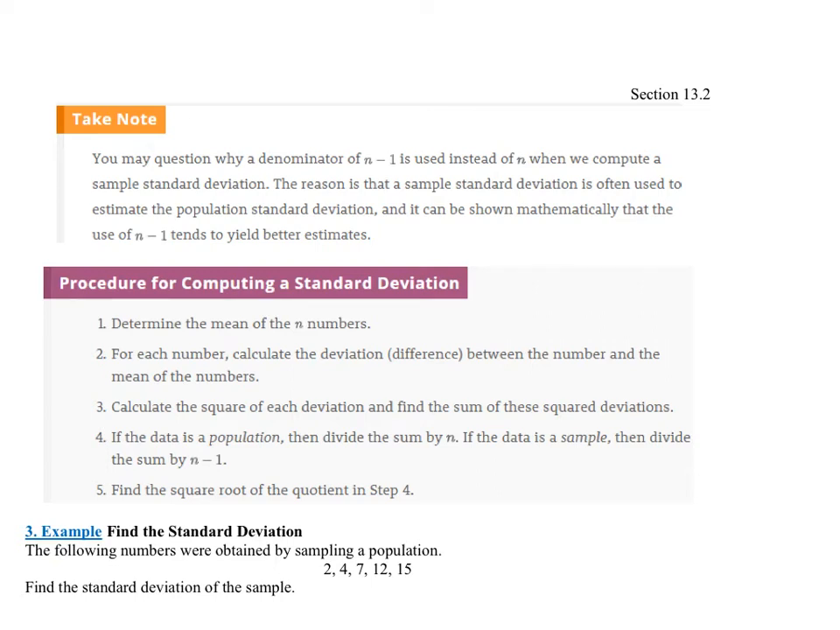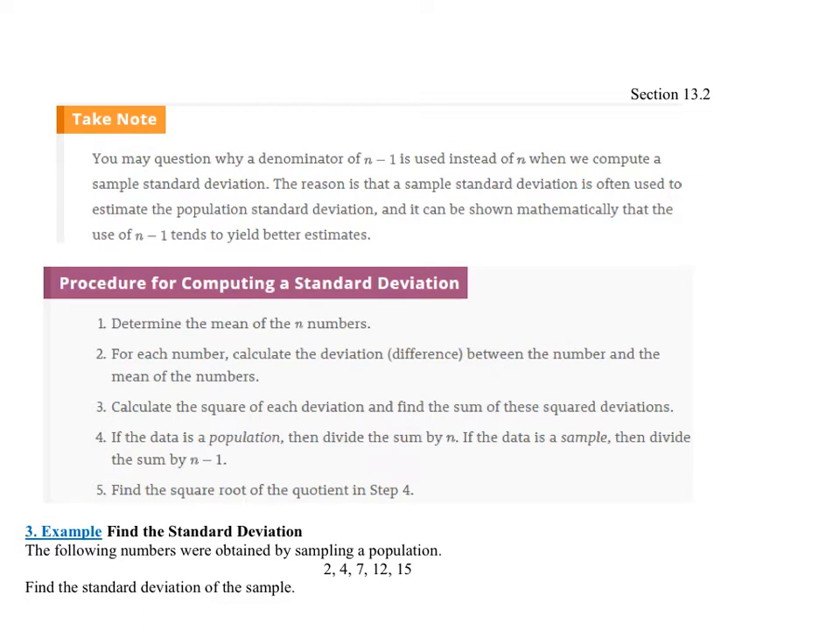And this next part just emphasizes what I was saying earlier. It says take note. You may question why a denominator of n minus 1 is used instead of n when we compute a sample standard deviation. The reason is that a sample standard deviation is often used to estimate the population standard deviation, and it can be shown mathematically that the use of n minus 1 tends to yield better estimates. So mathematically, n minus 1 in the long run works better than dividing it by n.